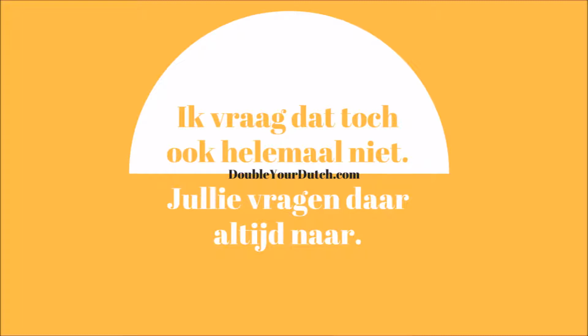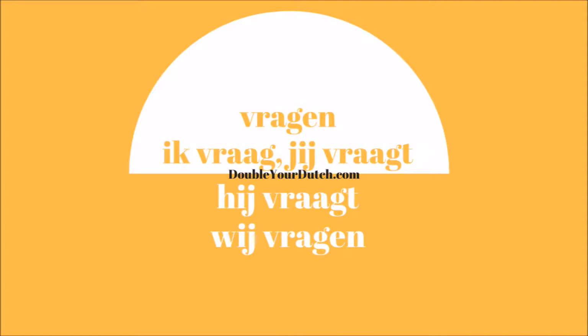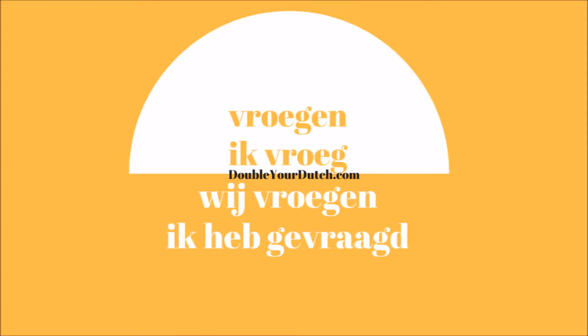To ask about is vragen naar. So we bumped into the verb vragen a few times, to ask. Let's look at the full conjugation. Vragen, ik vraag, jij vraagt, hij vraagt en wij vragen. And of course it's also jullie vragen en zij vragen. Past tense is vroegen: ik vroeg, wij vroegen, hij vroeg, zij vroeg, also the same. And the voltooid woord is ik heb gevraagd.